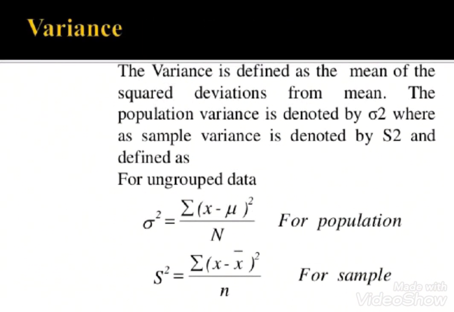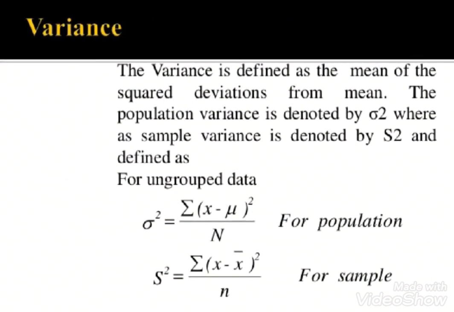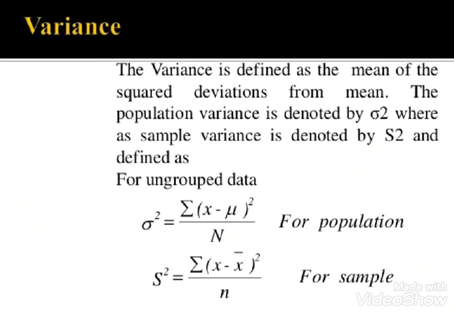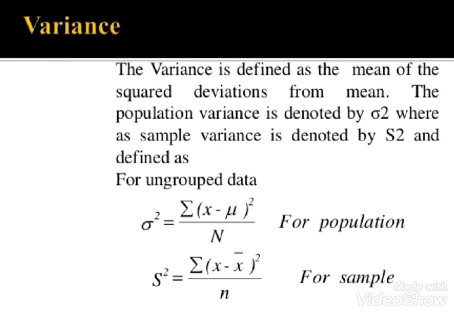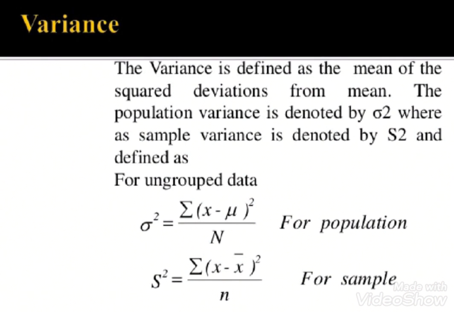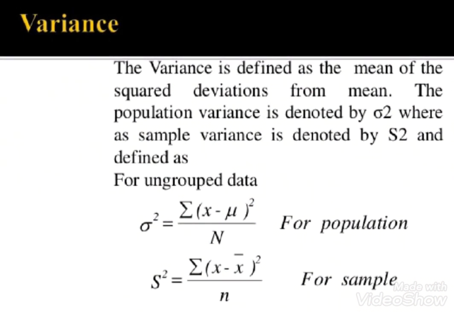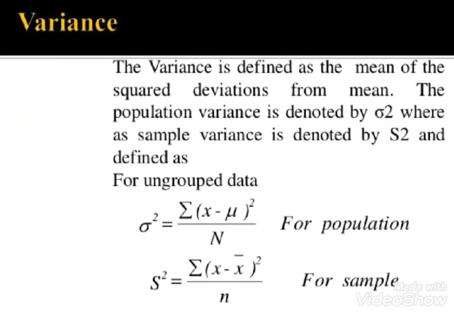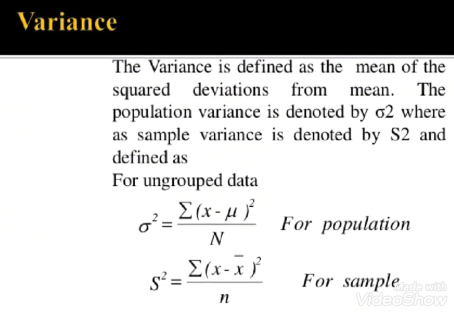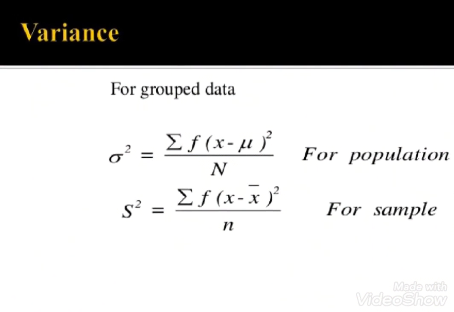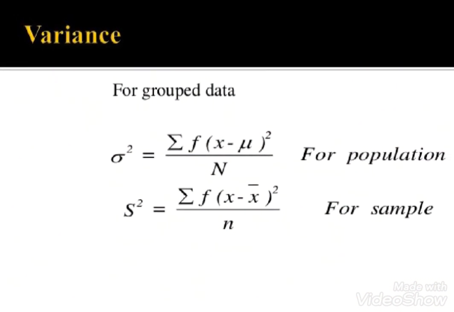Then variance. The variance is defined as the mean of the square deviations from the mean. The population variance is denoted by sigma squared, whereas the sample variance is denoted by S squared and defined as for group data. You can calculate variance with two formulas, for population and for sample. Mainly variance is used to show the differences and it is always the square of the mean. So there are separate formulas based on your sample and population. You can see the formulas clearly here.